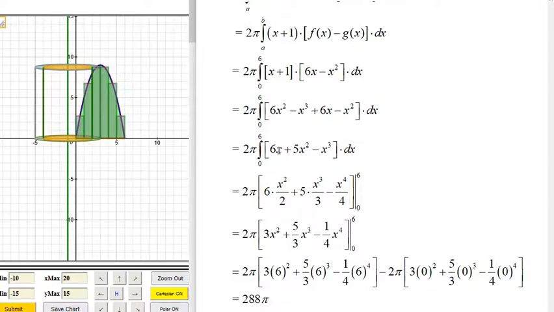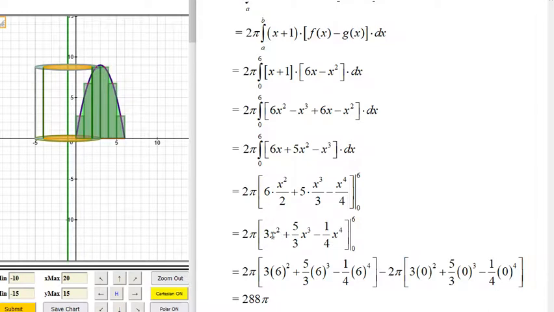The antiderivative for x is x squared over 2, the antiderivative of x squared is x to the third divided by 3, and the antiderivative of x to the third is x to the fourth divided by 4. 6 divided by 2 is 3, and this is 5/3, and minus 1/4 x to the fourth. And we'll evaluate from 0 to 6.